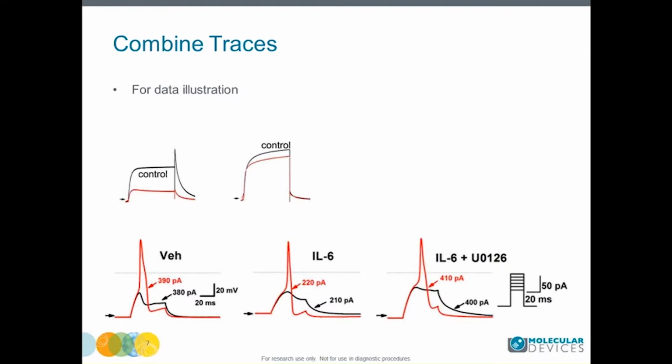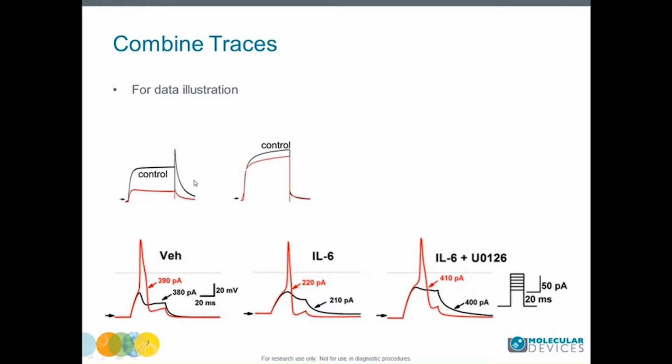So now we are going to proceed to our topic today. First, we are going to talk about how to combine traces. This function is very important for data illustration. Here are some examples. For drug discovery studies, most likely you will have to make a figure that shows the effect before and after the drug application. The first two graphs show the control traces in black, and the red trace is the trace after drug application. So that shows how your drug works.